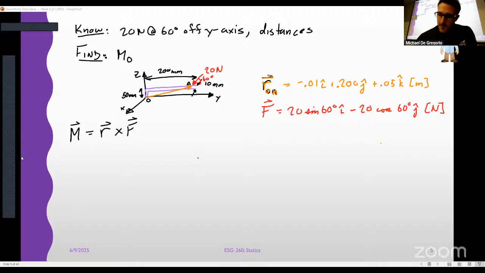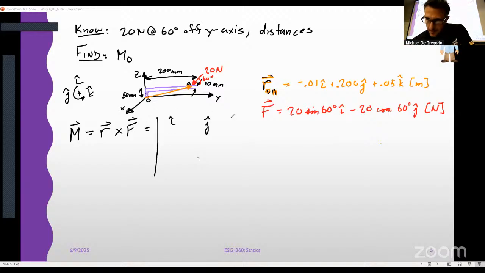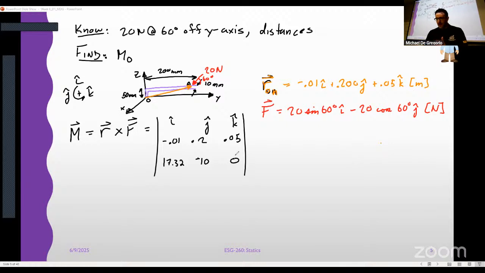So if we go to do our cross product, right, just draw my IJK circle. I get what? Well, I'm going to write out my vectors and we're going to do this guy. Negative 0.01, 0.2, 0.05, cross 20 sine of 60. If you did that out, it would be 17.32, roughly. Cosine of 60 is 1/2, so this is negative 10. And like I said, 0 in the z direction.